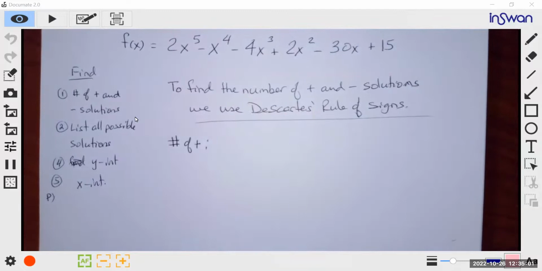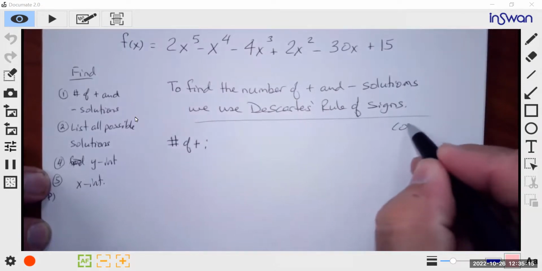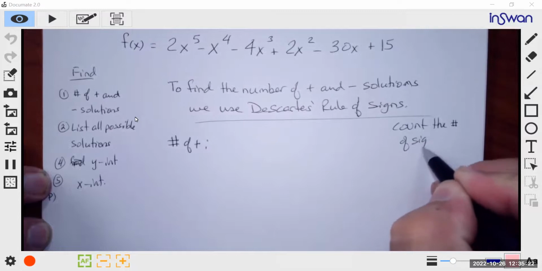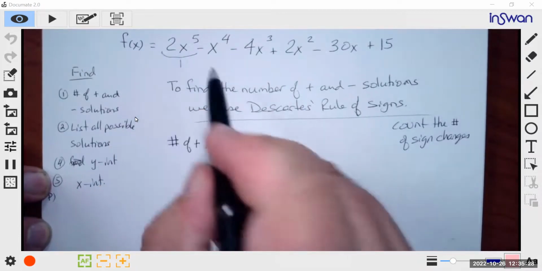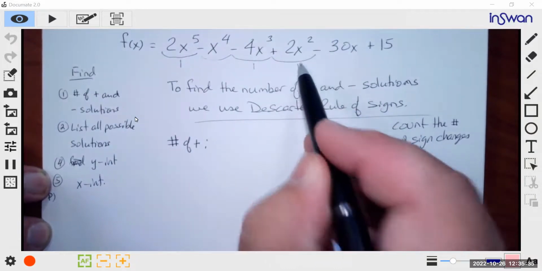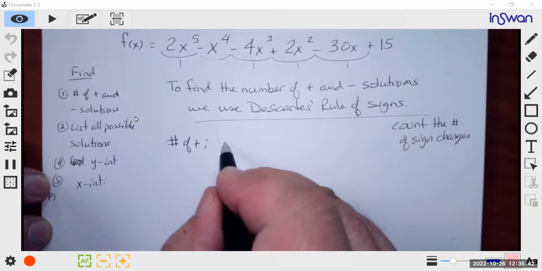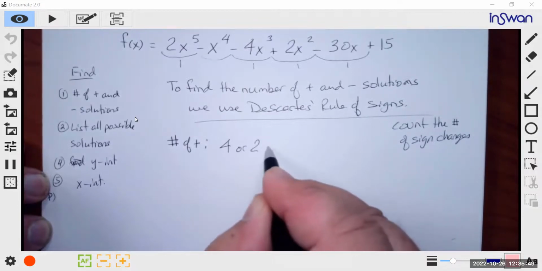So how does that work? For the number of positive answers, count the number of sign changes. Positive to negative, that's 1. Negative, negative, nope. Negative to positive, that's another one. Positive to negative, that's 1. Negative to positive, that's 1. So count those. There are 4 or 2 or 0.